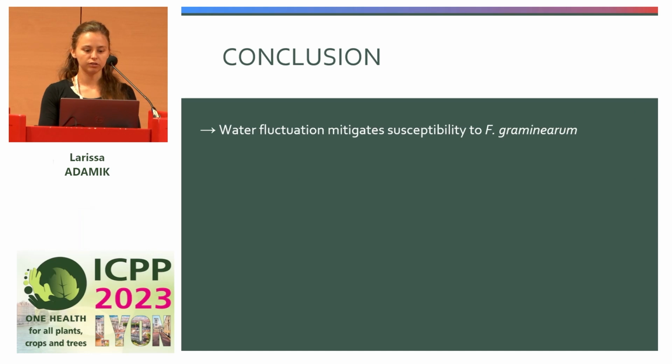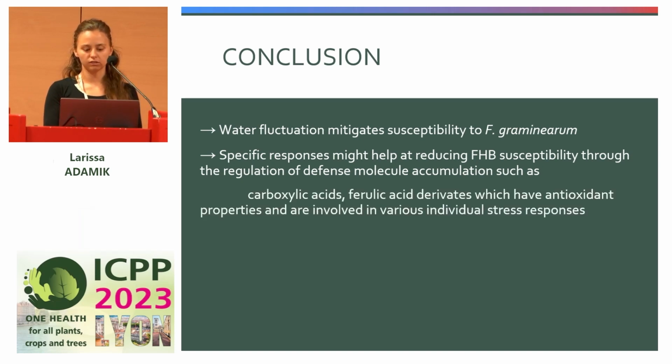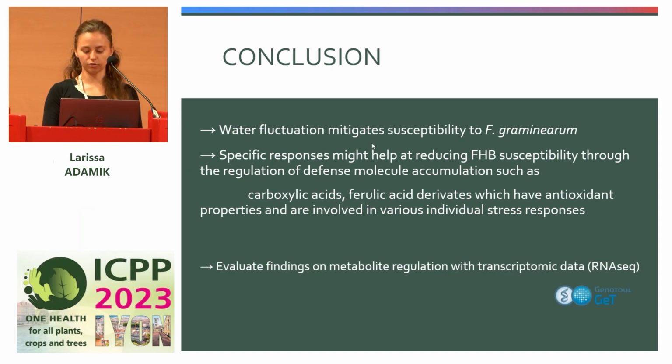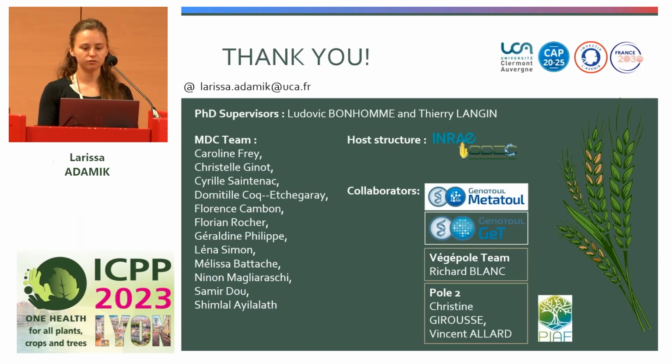So to conclude, we showed here that water fluctuation mitigates susceptibility to F. graminearum. We showed also that there is a specific response combining drought stress and FHB, and this specific response might help to reduce FHB symptoms through the regulation of defense molecules, such as those we are showing here, carboxylic acid and ferulic acid derivatives. What is still left to do is to evaluate these findings and eventually confirm them with RNA-seq data that is already available but still has to be analyzed. And we want to evaluate the key role of the metabolites I showed you by infusion. So thank you very much for your attention, for your time, and a special thanks also to my supervisors.